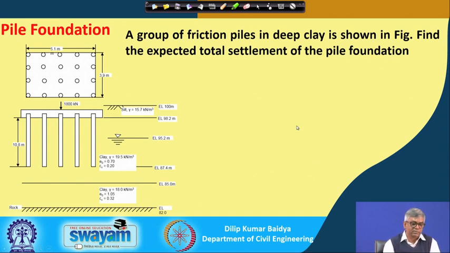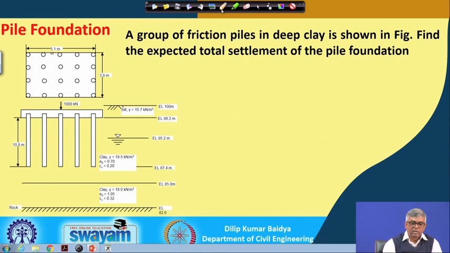Okay, the next problem is like this. You can see here the model which I explained in the first one, and there is a very large group of 5 by 4, a total of 20 piles, and the length of the pile is 10.8 meter. Different elevations are given here, and based on these elevations I can find out the thickness. The thickness of this layer is 1.8 meter, this is 1.8, and this is 3 meter, and from here to here it is 7.8 meter, and from here to here it is 2.4 meter, and here to here it is 3 meter.